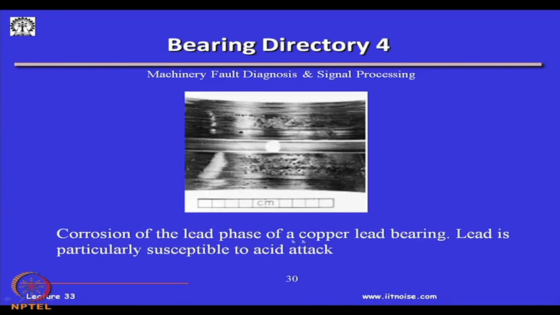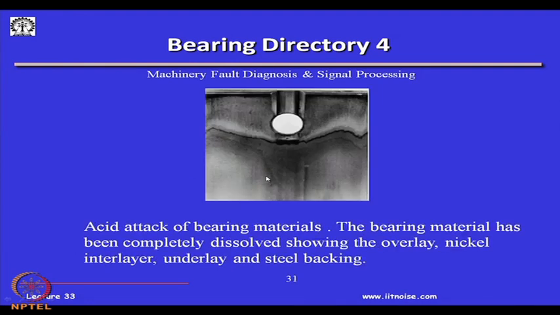Next is, there is a lot of acid attack of a copper bearing, lead bearing. Lead is very susceptible to acid attack. I was talking about these acids which are there, and they lead to corrosion, and that is why we need to give in this oil a lot of anti-corrosion additives, basically an alkali treatment. Acid attack of bearing material. The bearing material has been completely dissolved, showing the overlay of the nickel interlayer, underlay, and steel backing. Okay. Acid attack is very, very dangerous.